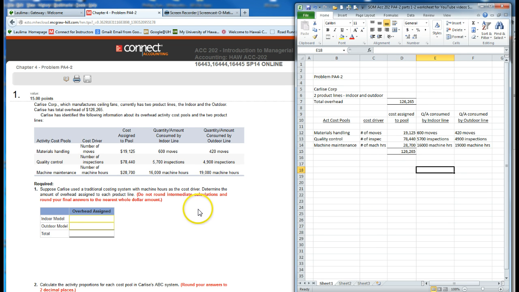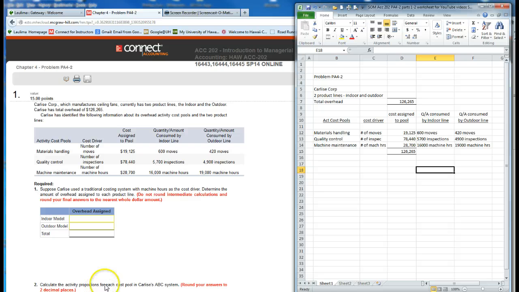And then over on the far two columns of that table, we see the number of actual activity units for each cost pool. For materials handling, where the number of moves is the cost driver, the actual moves for the indoor line is 600, and the actual moves for the outdoor line is 420, and so forth for each of the activity cost pools. So for quality control, indoor has 5,700 inspections and outdoor has 4,900 inspections, and so forth for machine hours for machine maintenance.